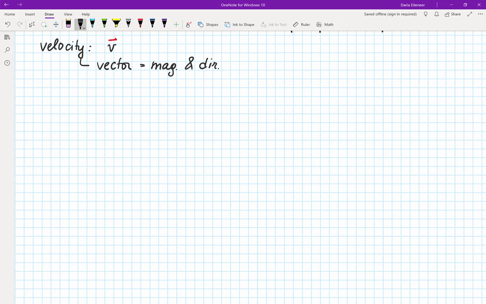Magnitude and direction. Does anybody know what magnitude of velocity is called? I bet you know. Magnitude of velocity is called speed. So speed is a scalar, and it's magnitude of velocity. And then velocity is a vector, it's got direction. I should also probably tell you that speed is always positive as well. So like you're not going to say car moves at negative 60 miles per hour, for example, right? So speed is positive.